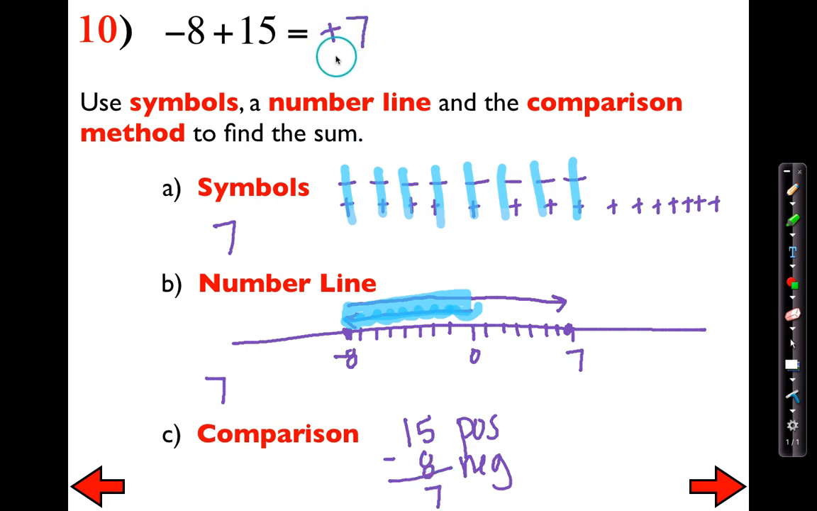Now let's think. These are all great ways of getting to the answer. Some are very visual, which are nice, like symbols and number line. But if you'll notice, a comparison method is going to be a lot quicker. Because can you imagine if the numbers were larger? Can you imagine writing down 99 positive signs or 75 negative signs? That can be very overwhelming, right? So you're going to find using the comparison method can definitely speed up the process.